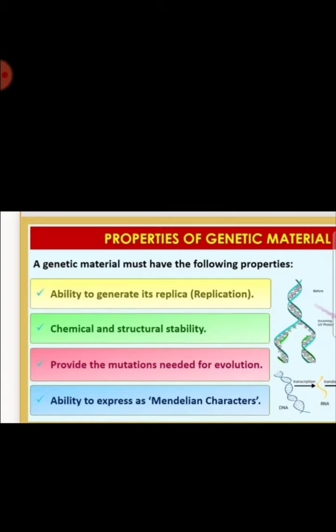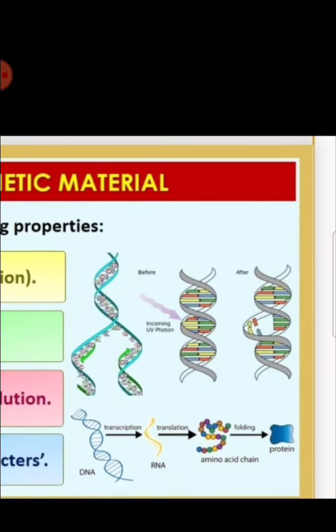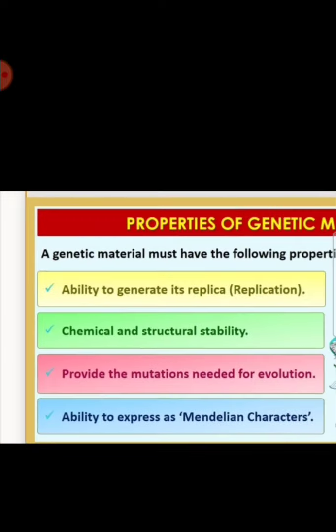So next property is chemical and structural stability. The genetic material should have a stable chemical structure. So it should have this chemical and structural stability.